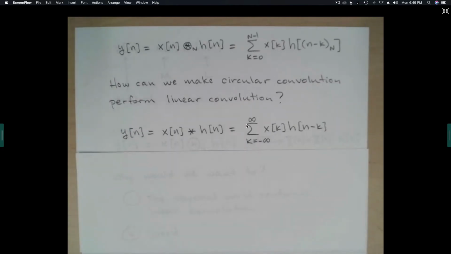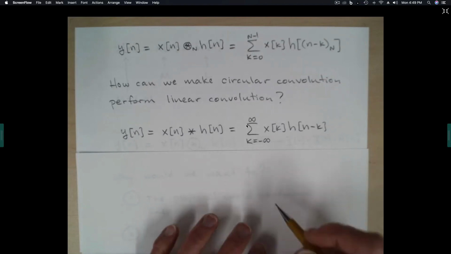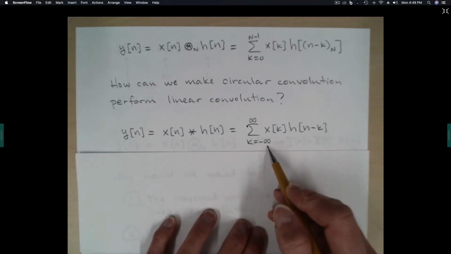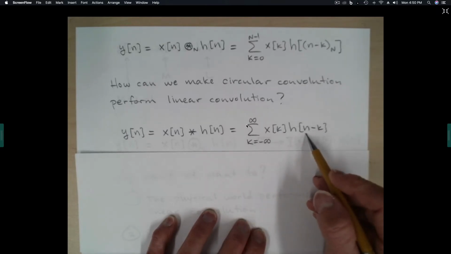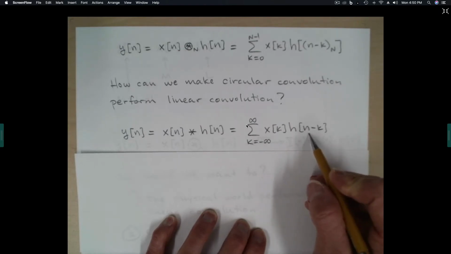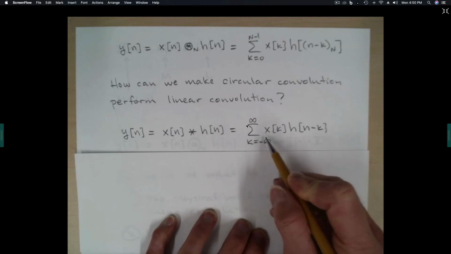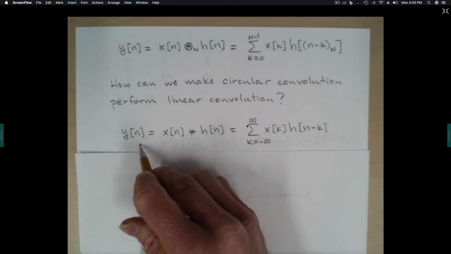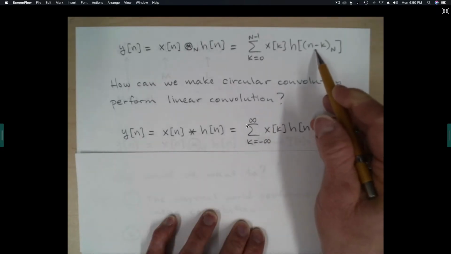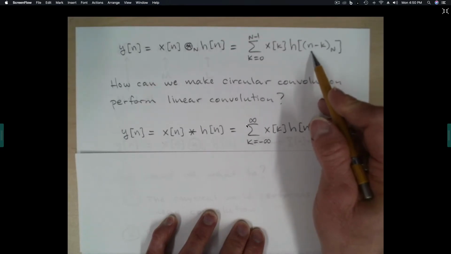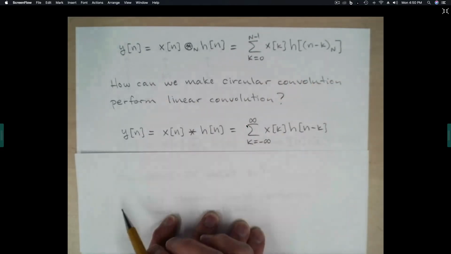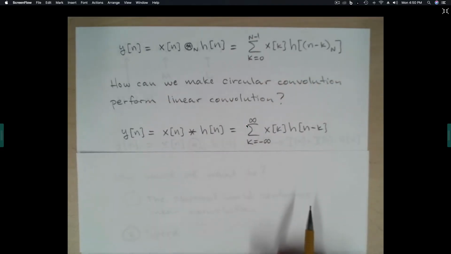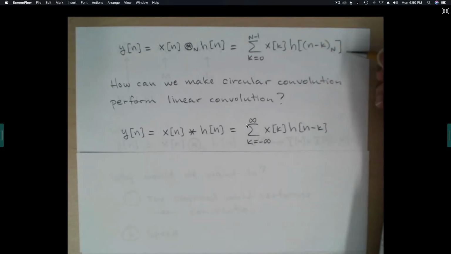Here's the formula for linear convolution, just to remind you. The summation limits in general are from minus infinity to infinity. And then the indexing here has no modulo as up above. It's just a time reversal and a shift. Then we multiply and accumulate to compute the convolution output. Here we do a circular time reversal and a shift by n samples, and then we do a multiply and accumulate to calculate the output. So they're similar in nature, but how can we make the circular perform linear?